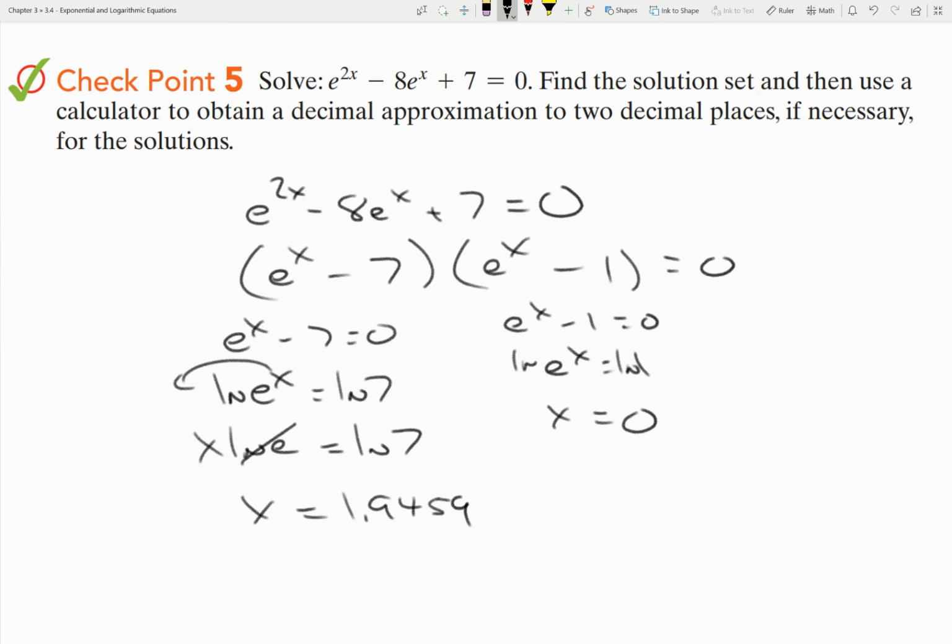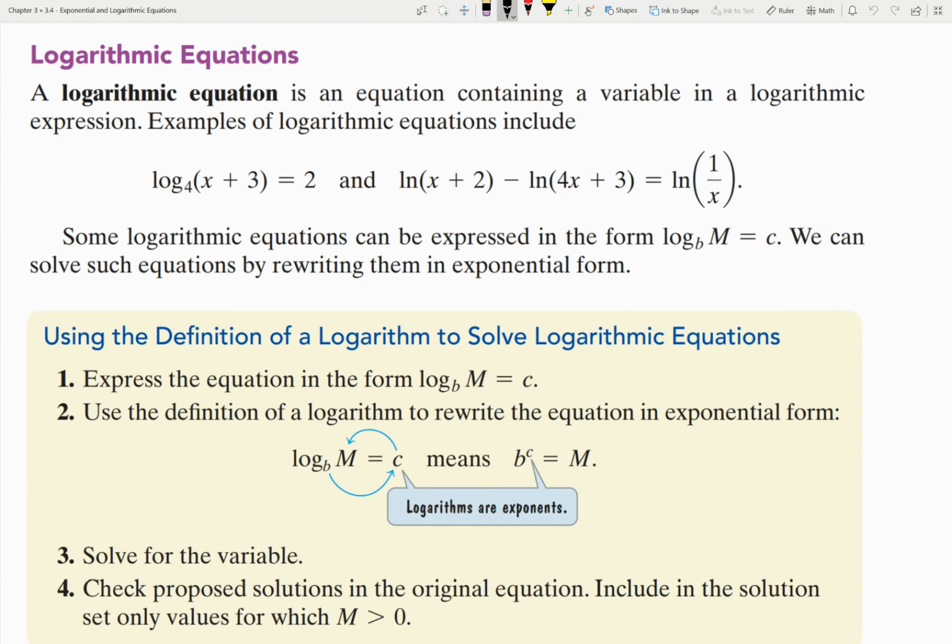Okay, so that was about all we have for exponential equations. Let's try a logarithmic equation. And if you couldn't figure this out, a logarithmic equation is an equation containing a variable inside the logarithm.